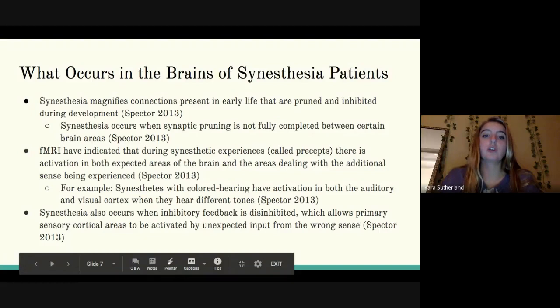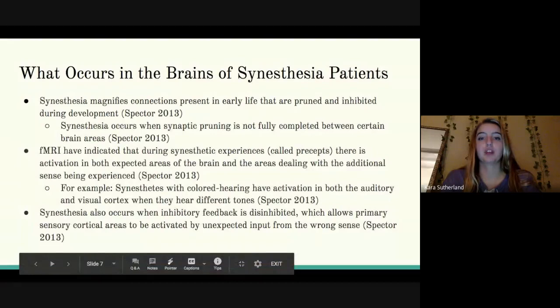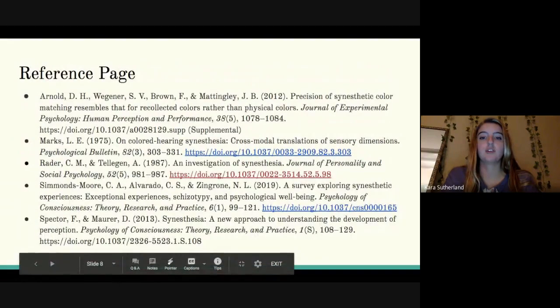It also occurs when inhibitory feedback is disinhibited, and that's allowing the primary sensory cortical areas to be activated by unexpected input from the wrong sense. So that's what's going on in the brain. That's all I have on synesthesia.